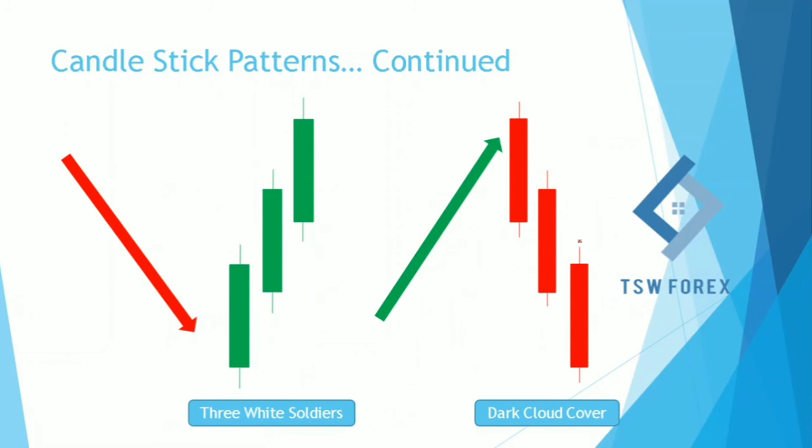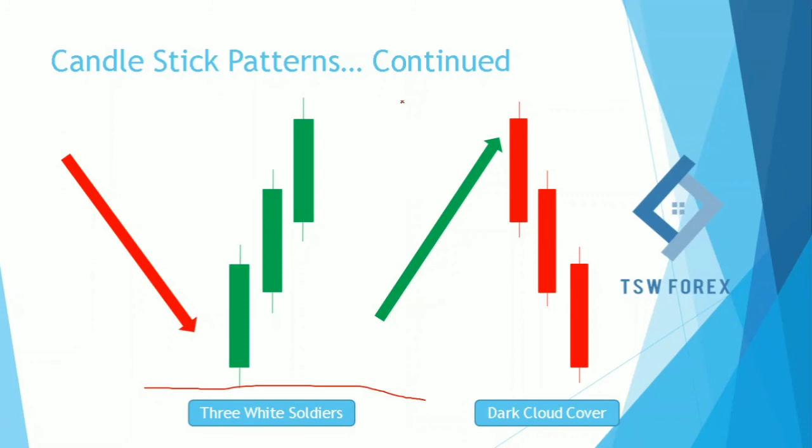Now, another candlestick pattern that is very popular is the three white soldiers. Normally you will see this at the bottom of a trend, where price comes down to a support level, which we will discuss in later chapters. We have a support level here, price comes down to the support level, and we see three successive green candles after each other. This is what we call the three white soldiers.